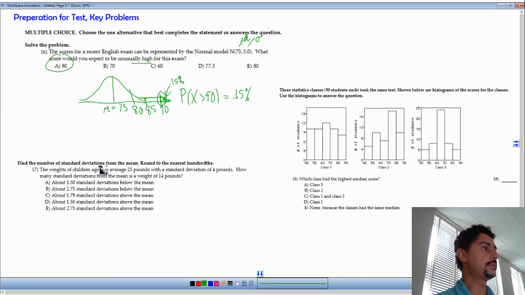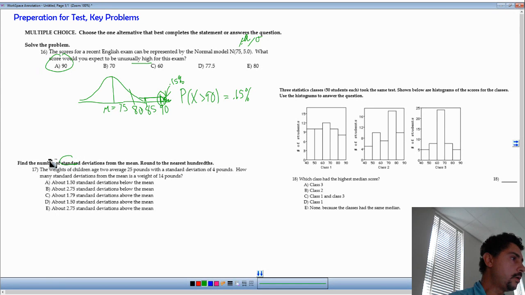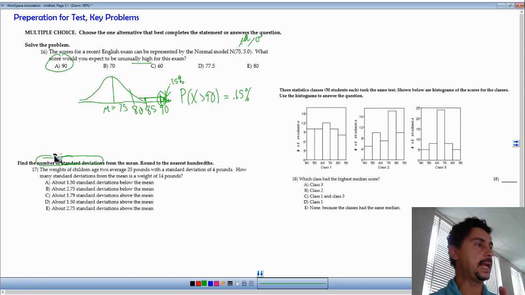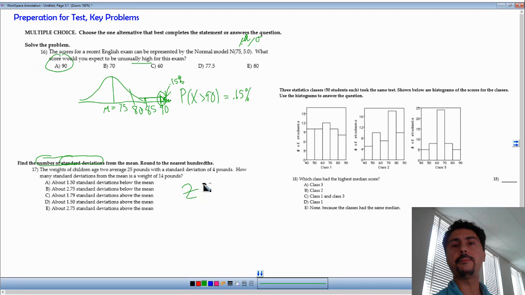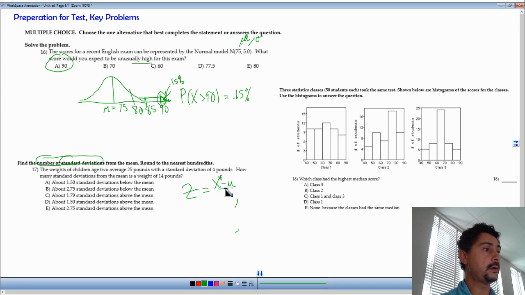Problem 17: find the number of standard deviations from the mean, round to the nearest hundredths. Ooh, okay, look at that. Number of standard deviations. Anytime you see that, you should be thinking to yourself, Z. Z represents the number of standard deviations a value is from its mean. And you should remember the formula: Z equals X star, the cutoff value on the graph, minus the mean, all divided by the standard deviation. So that's the big way to approach this.